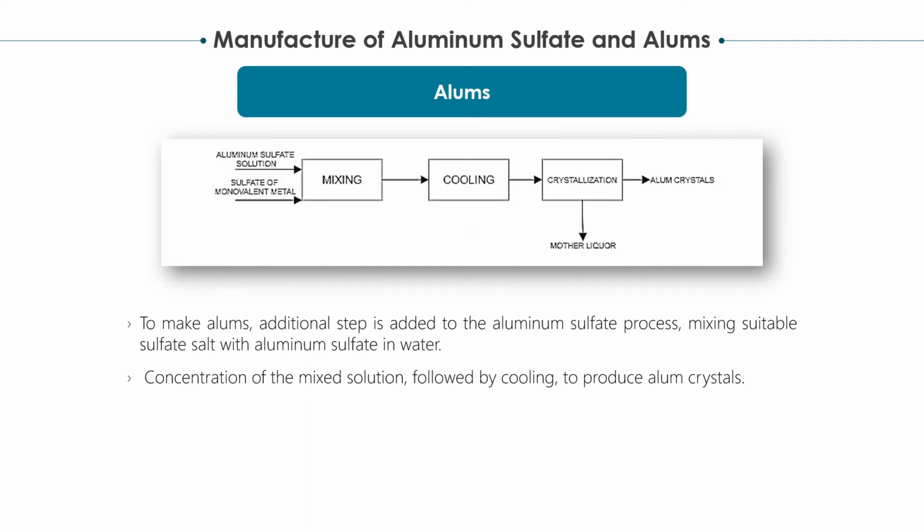To make alums, an additional step is added to the aluminum sulfate process: mixing a suitable sulfate salt with the diluted aluminum sulfate solution. The mixed solution is concentrated and then cooled to produce alum crystals.